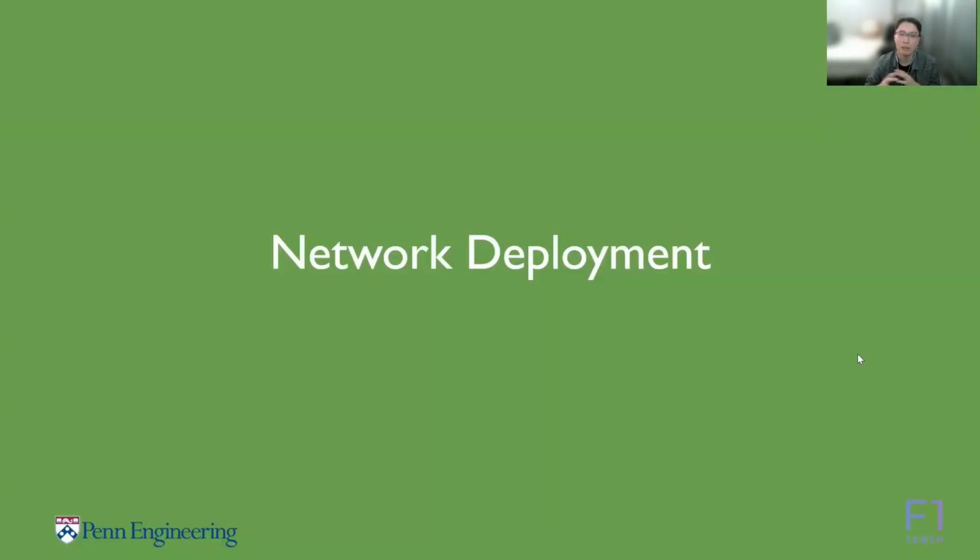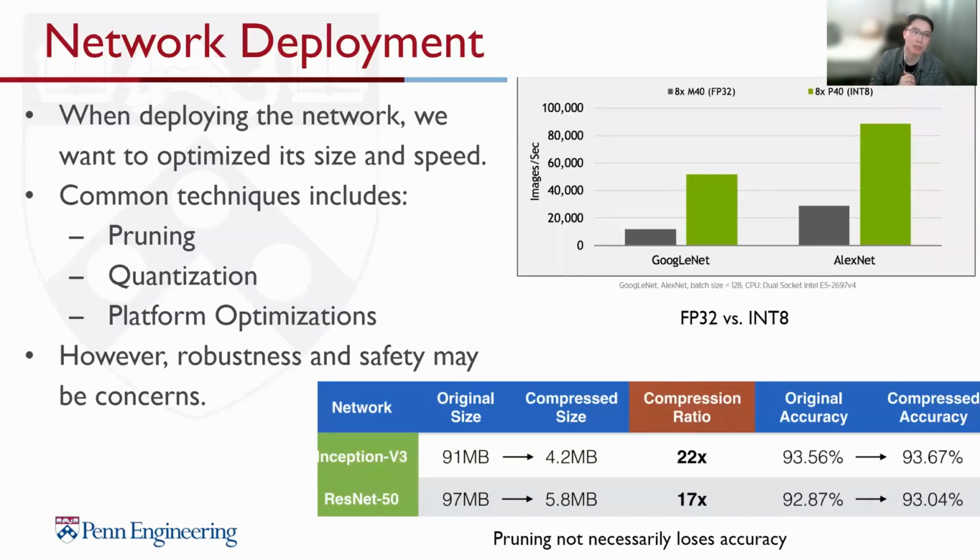Okay, the last topic I want to talk about is network deployment. Network deployment is optimizing the size and speed of the network for the particular platform that you want to deploy the network on. There are three common techniques. You can do network pruning, you can do network quantization, or you can do some platform optimizations depending on what type of platform you're trying to use.